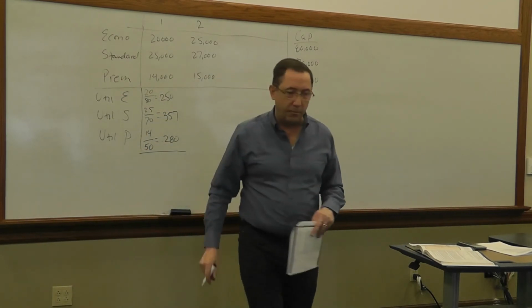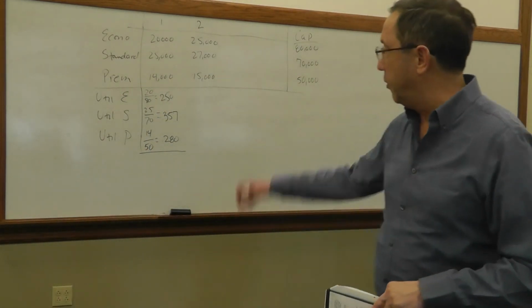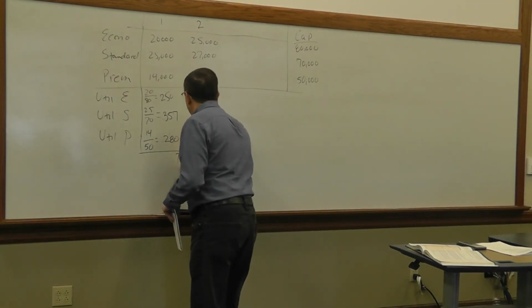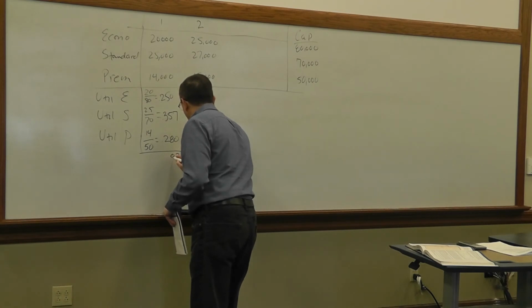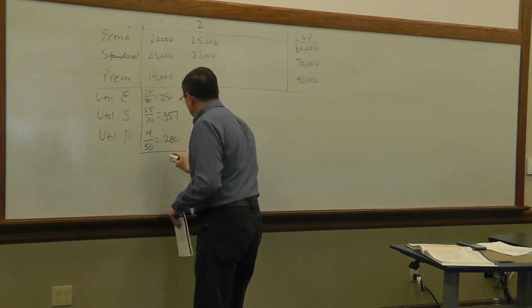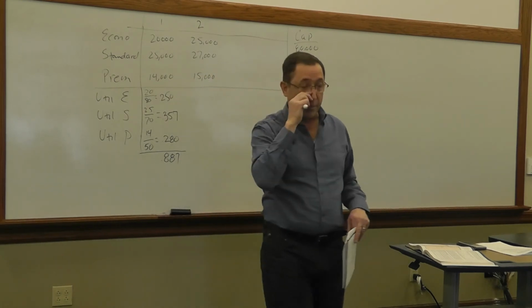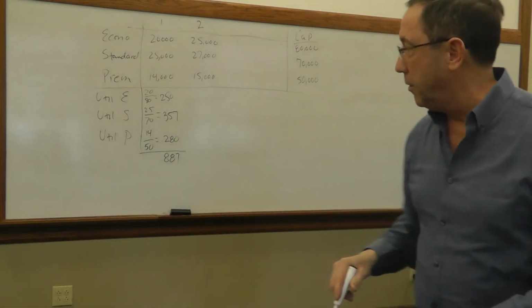So how much of the manufacturing cell's capacity is going to be consumed by all 3 of those products? Just add them up. 7, 5, 5, 8, 1, 6, 7, 8. 0.887, 88.7% of capacity in year 1.